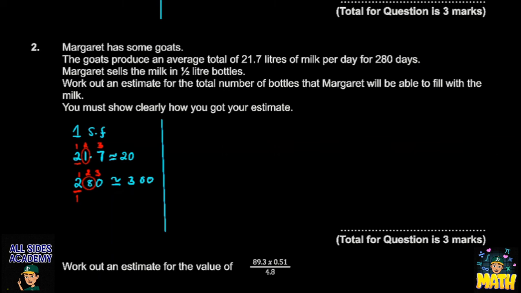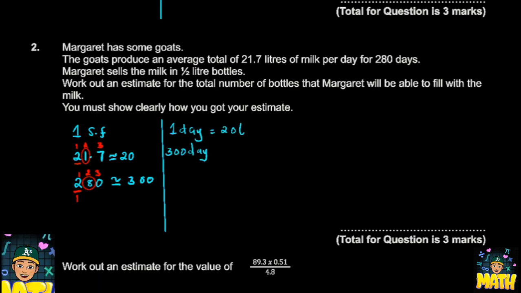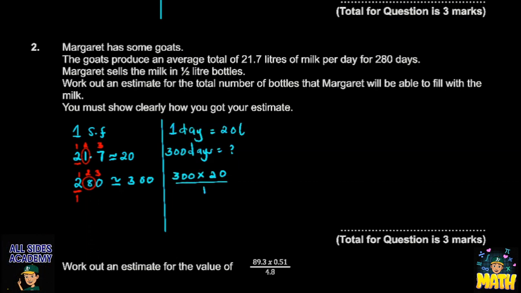So if one day gives 20 liters, how about 300 days? Remember, we are using the numbers that we have estimated. So 300 times 20 over 1, we cross multiply. So that gives us 6,000 liters in 300 days.